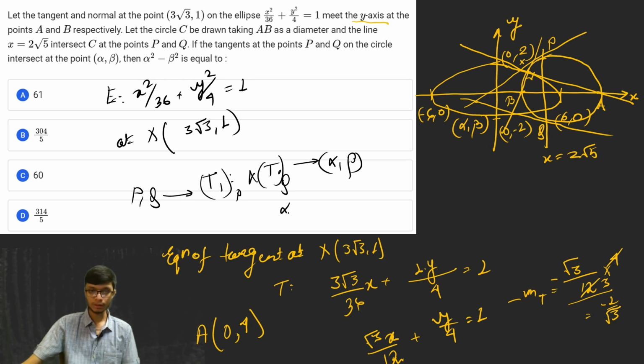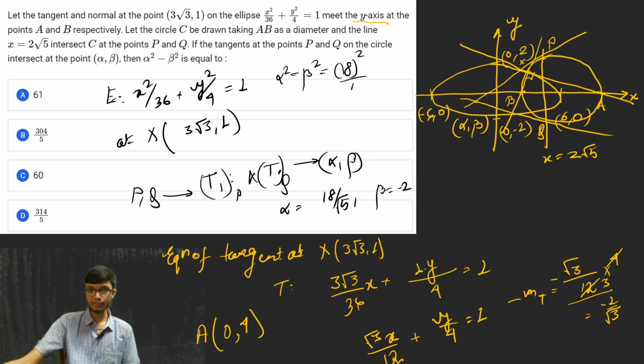I found that the value of alpha came out as 18 by root 5, and the value of beta came out as minus 2. So from here you can put alpha square minus beta square, which is basically 18 whole square by 5 minus 4. That equals 324 minus 20 by 5, that is 304 by 5. So that's the value, and the right answer is option B.